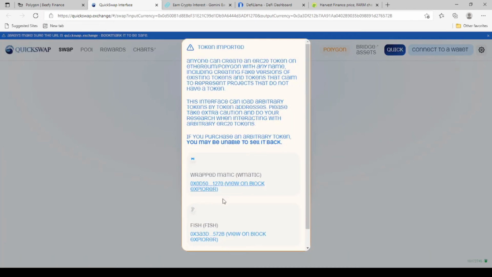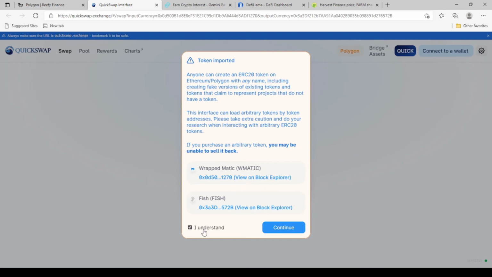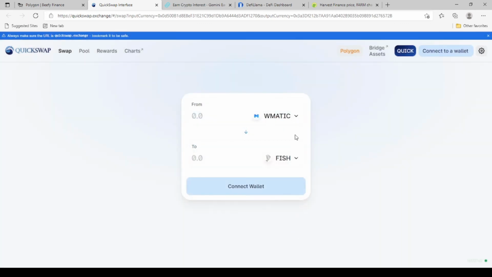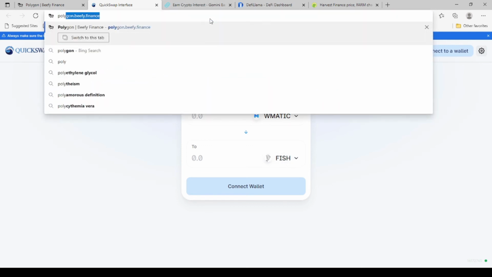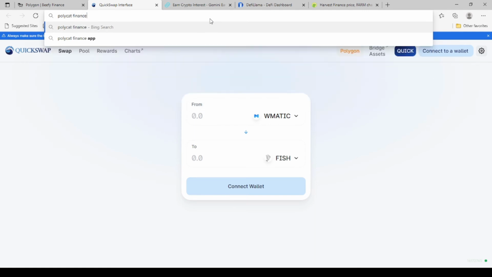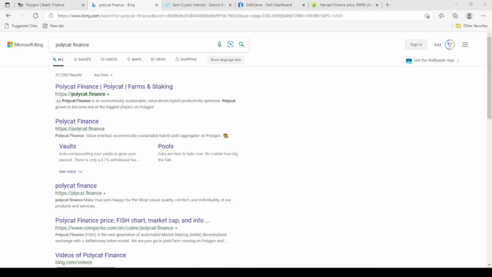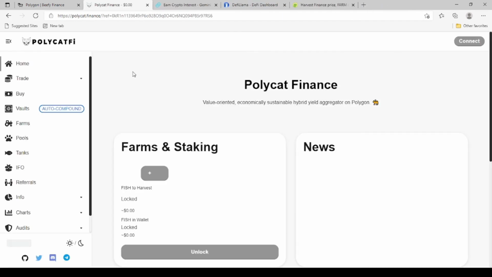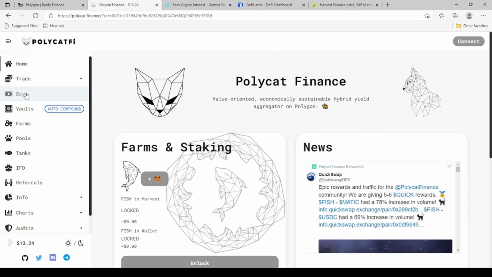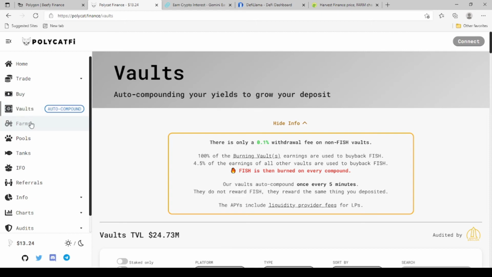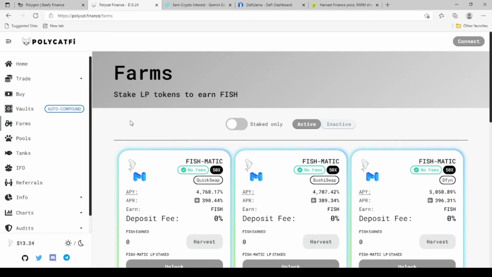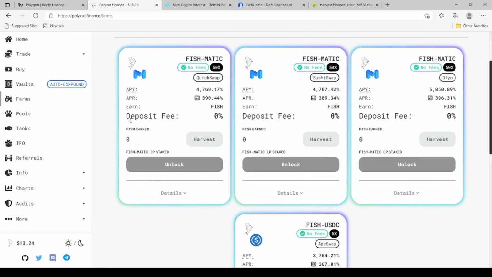And then QuickSwap itself is a reputable project, but Fish is actually cool. Let me just bring it up. Polycat Finance. So Fish is kind of the house token for this project, and opinions are kind of divided on whether this is a scam or a future scam. But I just want to show you.